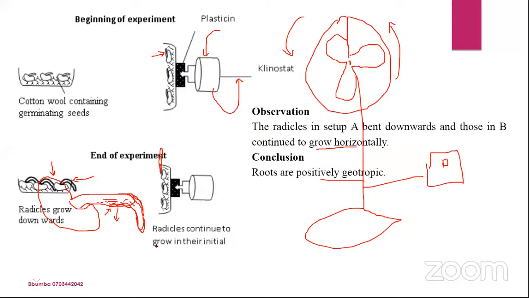Someone is asking, what is the meaning of auxins inhibiting? Inhibiting means to stop. To inhibit is equal to stop. That is the meaning of the word to inhibit, and that's the word which we normally use. So when auxins, we call them plant hormones.